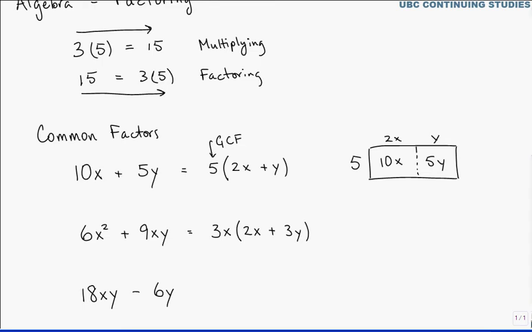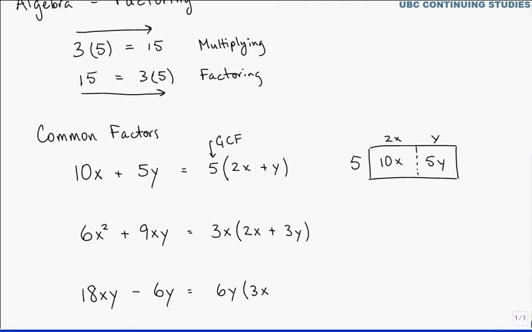And go ahead and verify by multiplying that when you multiply 3x times the binomial 2x plus 3y, you actually get the binomial that we started with. Let's do it one more time. 18 and negative 6. Don't worry so much about the negative, just focus on the 18 and the 6. So 18 and 6 have a GCF of 6. The xy and the y, greatest common factor of y. What do we multiply 6y by to get 18xy? Well, a 3 and an x.